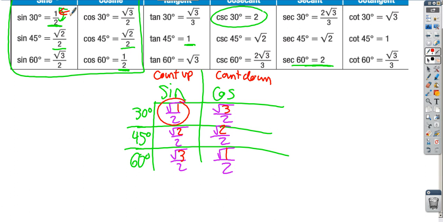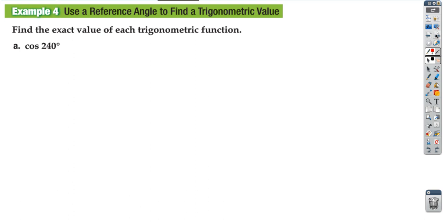The sines count up, the cosines count down. So root 1 over 2, root 2 over 2, root 3 over 2. Cosines go the other way, root 3 over 2, root 2 over 2, root 1 over 2. So we'll use that information now to do this.